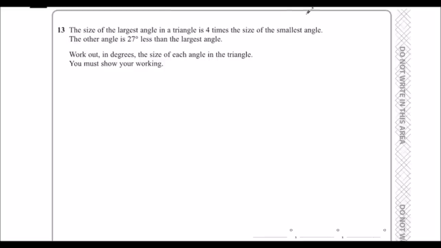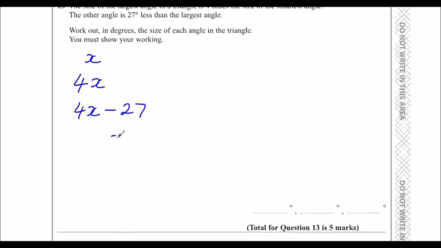So if we call the smallest angle x, so the smallest angle is called x, the largest angle is 4 times that one, so 4 times the smallest one is 4x, and the other angle is 27 less than the largest angle, so 27 less than 4x is 4x minus 27. And we know that all three of the angles must add up to 180, because all the angles in the triangle add up to 180. So x plus 4x plus 4x minus 27 must equal 180.